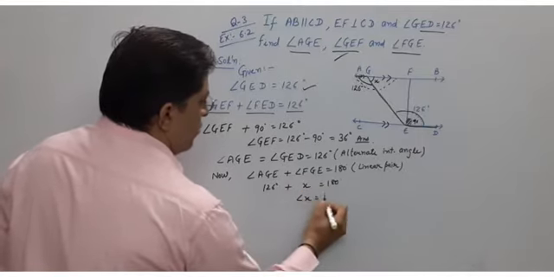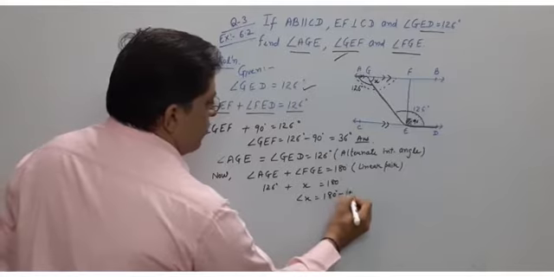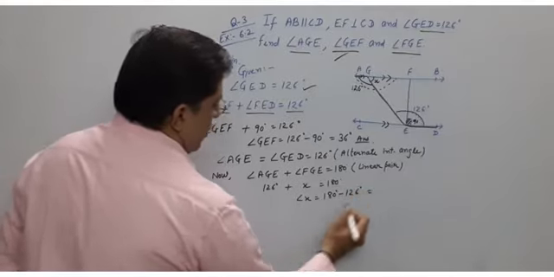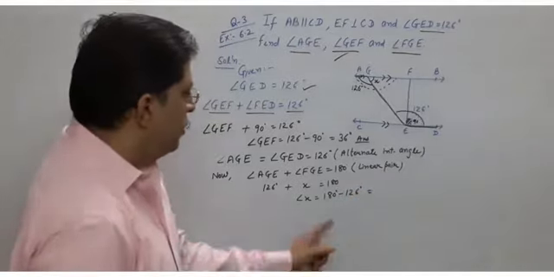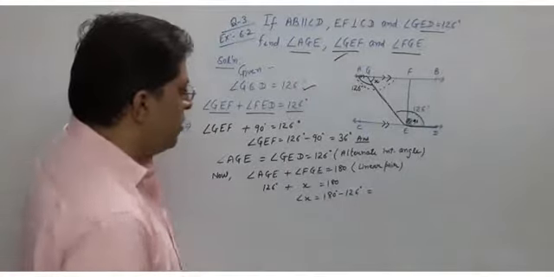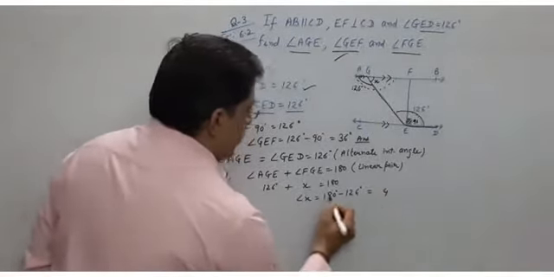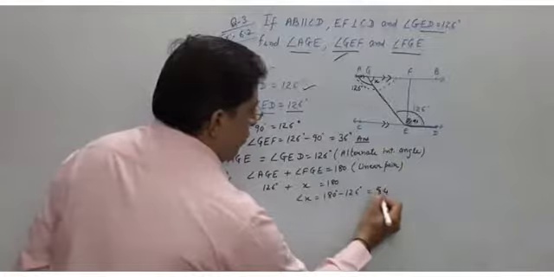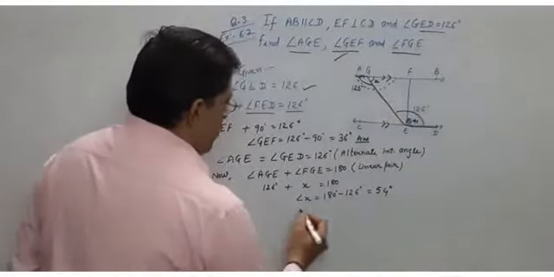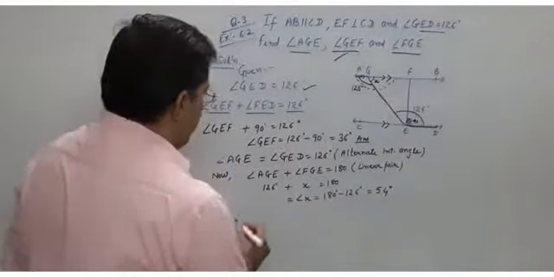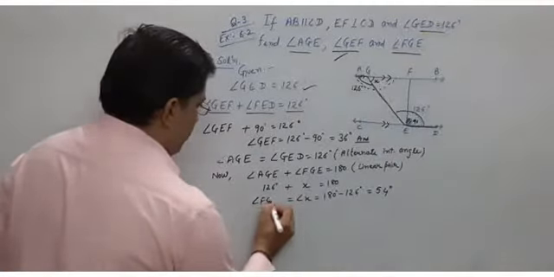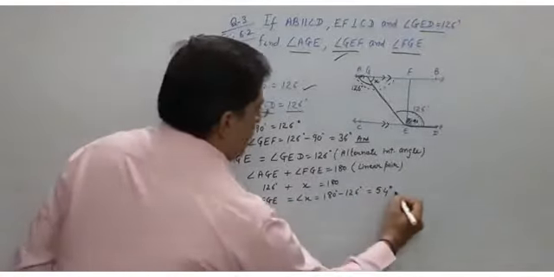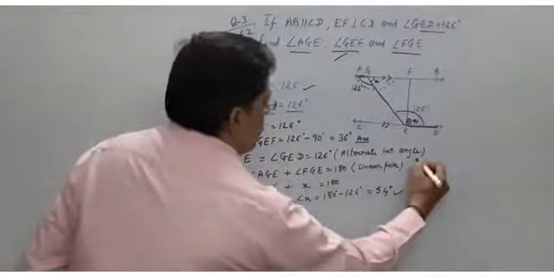What will be X? 180 minus 126 degree. Then what will come? 10 minus 6, 4. 7 minus 2, 5. 54 degree. It means angle X, FGE, is 54 degree. This is one of the answers. This is also one of the.